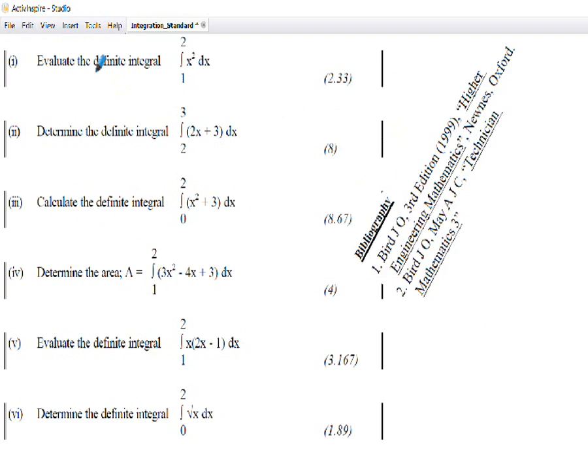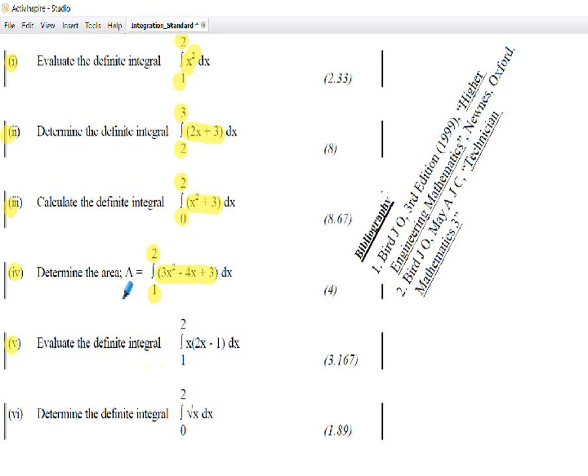I would encourage you to have an attempt at some exercises here. Most of them are standard forms. This first one is x squared, integrate between the limits of 1 and 2, so a definite integral of standard form. The same with question 2, 2x plus 3 is standard form, integrate between the limits of 2 and 3. Question 3 here, definite integral again, standard form inside the bracket, integrate between 0 and 2 in this case. Question 4, again standard form, the 3 terms inside the bracket this time, but all standard form, integrate between the limits of 1 and 2.